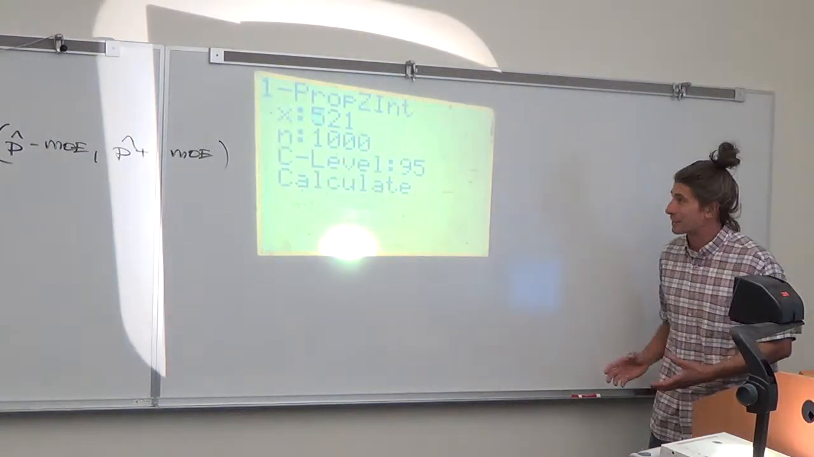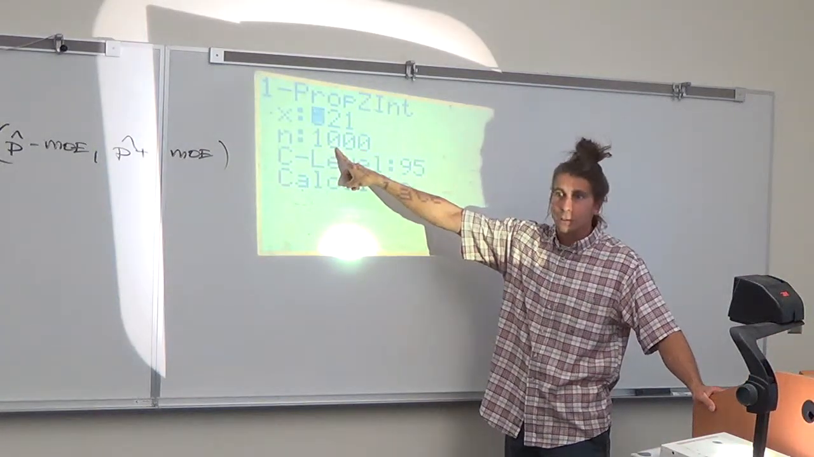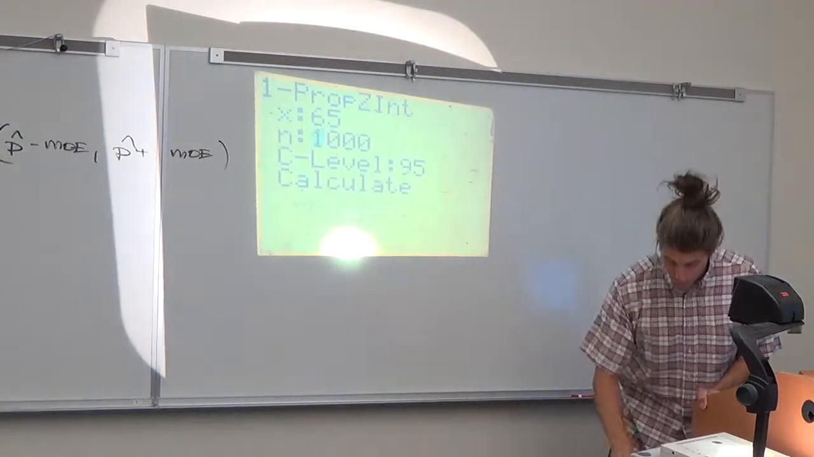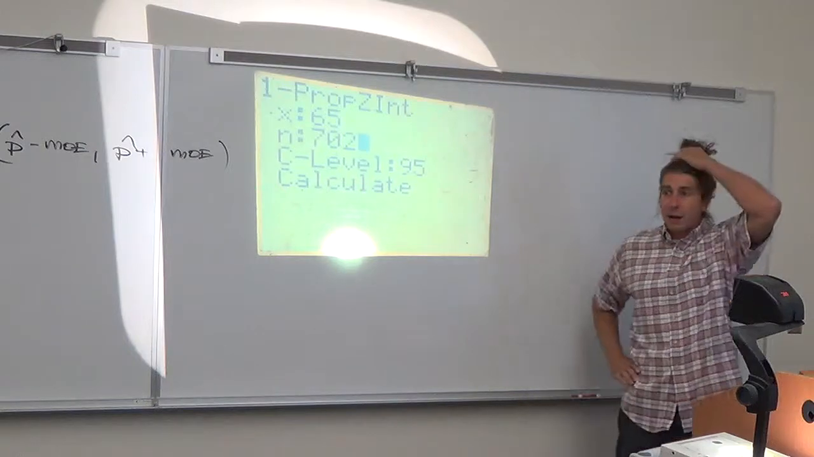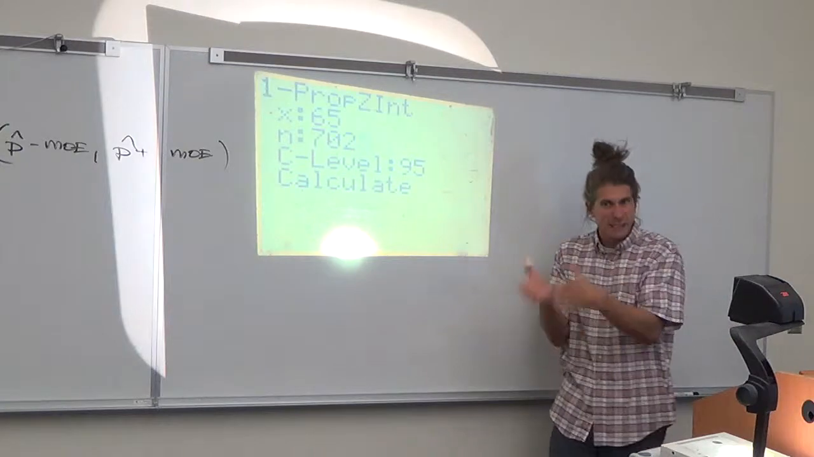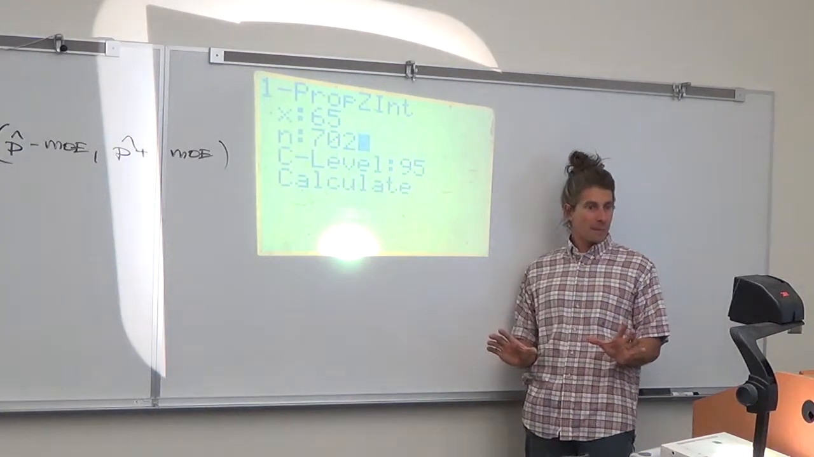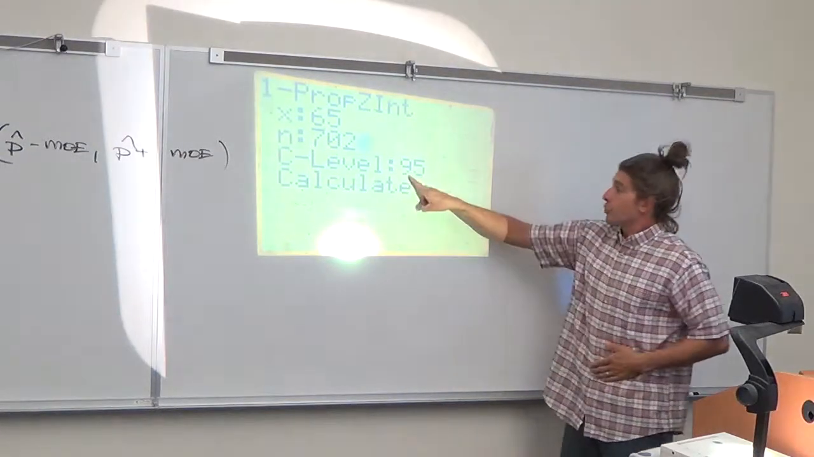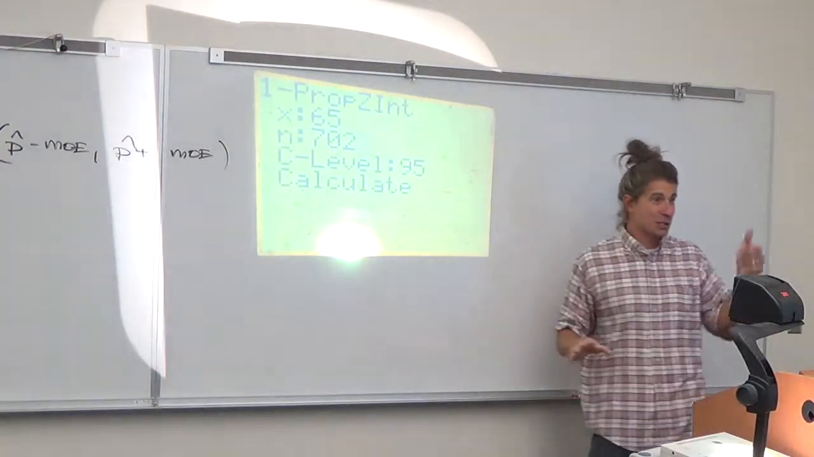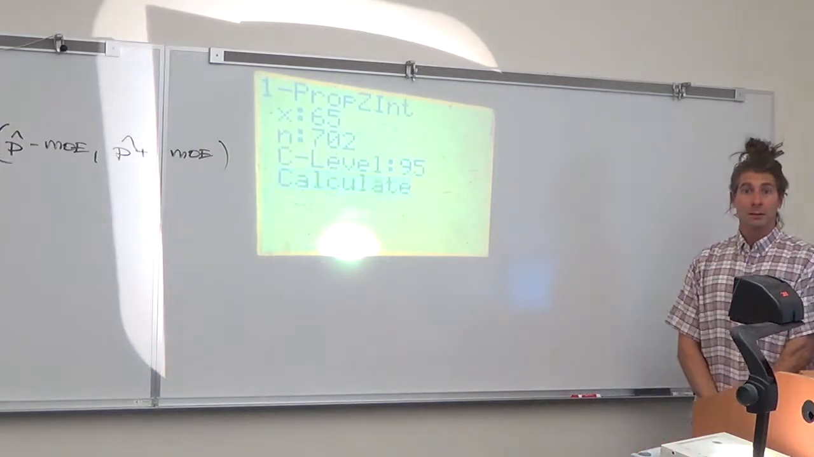Now when you get out to this, it's like, oh my God, look how simple. It asks you to put in X and it asks you to put in N. Yes, 65, 702, and then it says how confident would you like to be? Right now, while we're learning this, let's keep it at 95%. I do want to futz with that as we go through the course, but let's keep it at 95%, learn the ropes and then start futzing. You can put 95 or 0.95, it doesn't care which. It doesn't matter if it's a decimal or a whole number. That was a nice change they made in the 83 as well. Then you just arrow down to calculate.